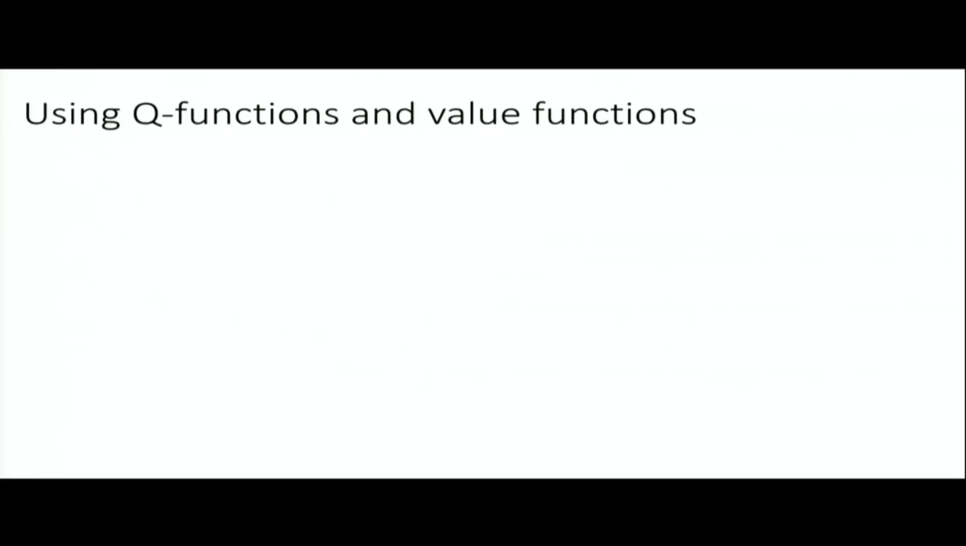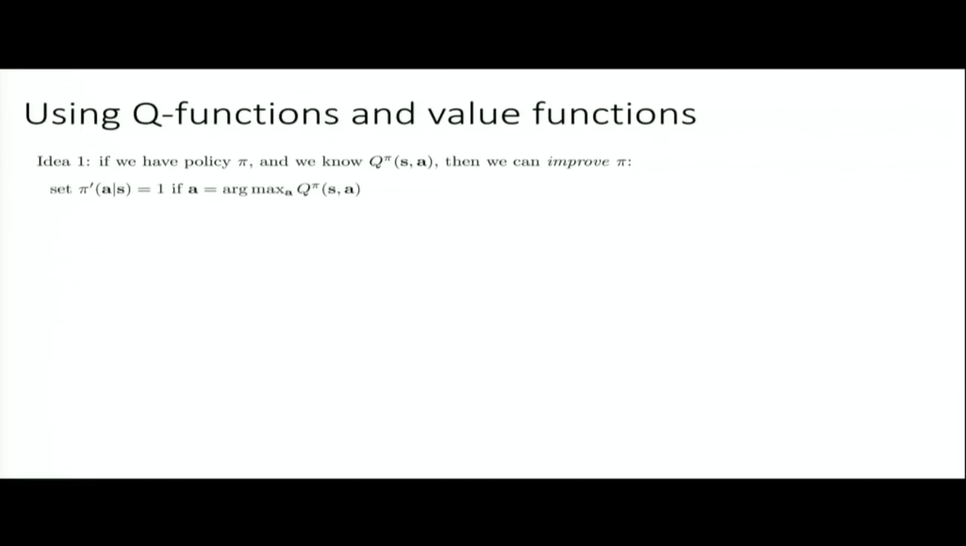OK, so a quick preview of why Q functions and value functions are valuable. There are a couple of very convenient things we can do if we know Q functions and value functions, or if we fit them, or if we estimate them. So one idea, if we have a policy pi and we know its Q function, then it's very easy to improve pi. So one of the ways we can improve pi is we can write down a new policy, pi prime, that basically assigns a probability of 1 to an action if it's the argmax of the Q function, and a probability of 0 otherwise. And we know that this policy will actually be at least as good as the policy pi, because it's taking the actions that maximize the future returns under that policy.